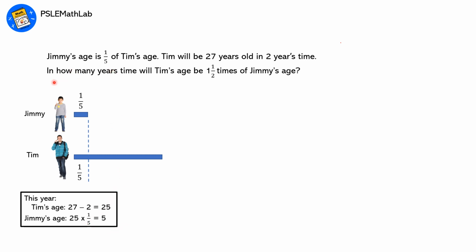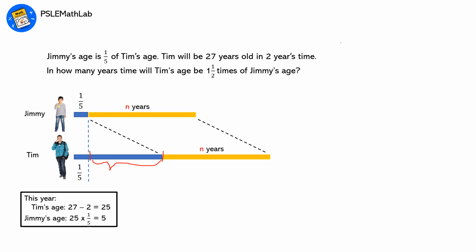But the question is asking in how many years. We can think of after n years that Tim's age is 1.5 times Jimmy's age. And we also have a hidden condition which is related to age problems. The hidden condition is the age difference between two persons is always a constant regardless of how many years have passed. So let's illustrate here. This year the age difference is this part. So we mark it here, which is 25 minus 5, 20 years.